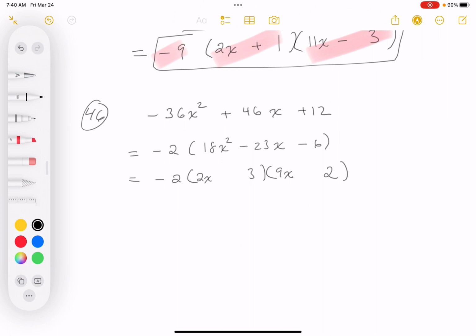And what do you do over there? Well, 2x times 9x is definitely 18x squared, and 3 times 2 is definitely 6. But I'm kind of struggling with this middle term now. And I'm not using history, I'm using trial and error. We're just kind of thinking through it, right?